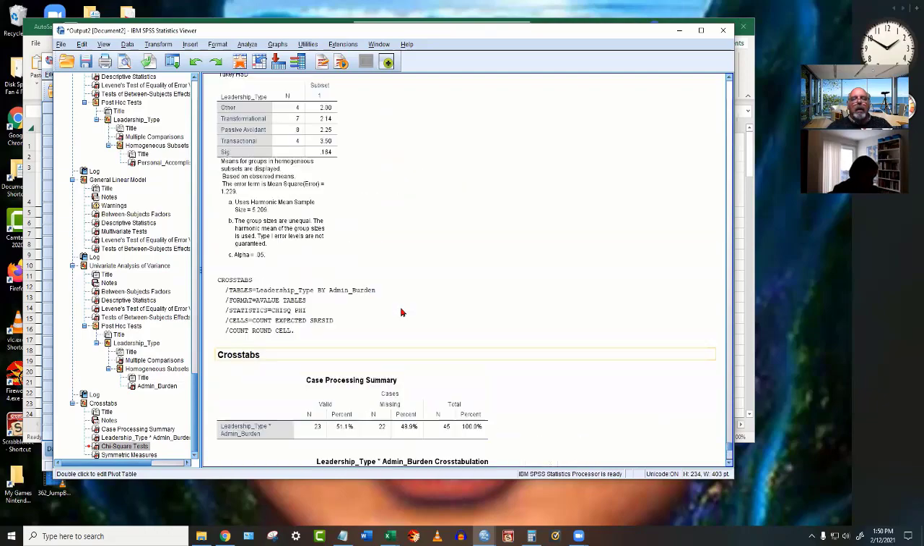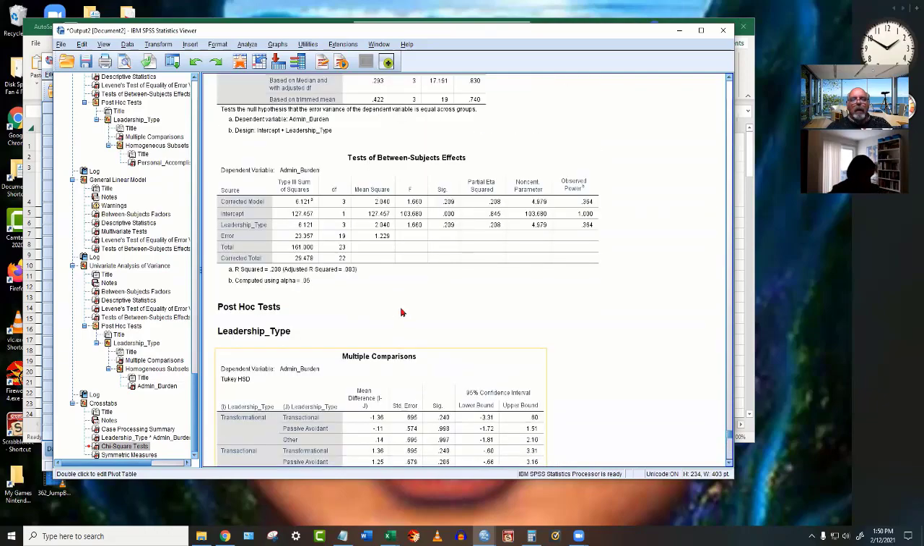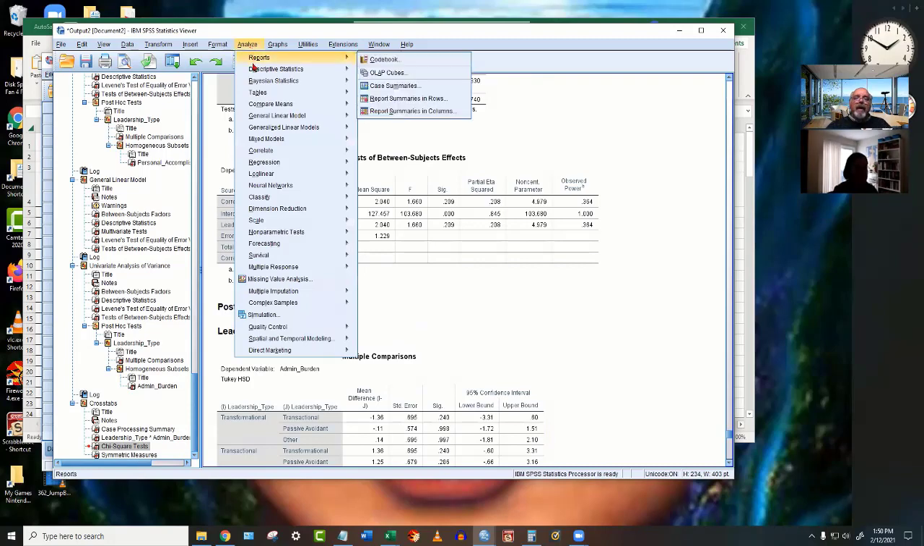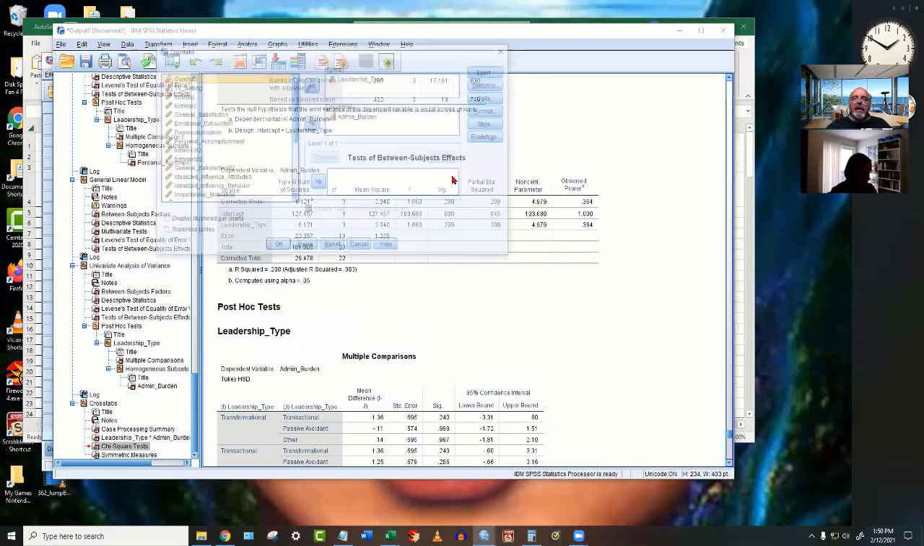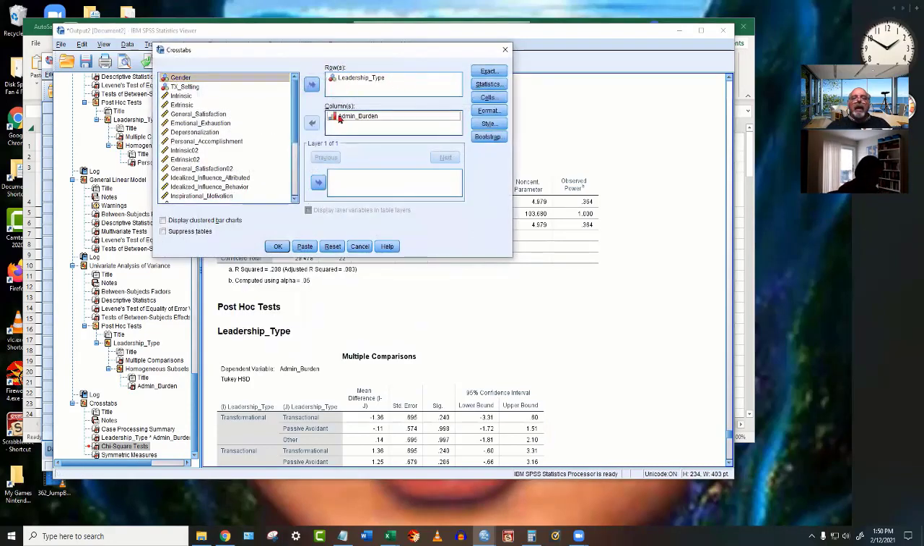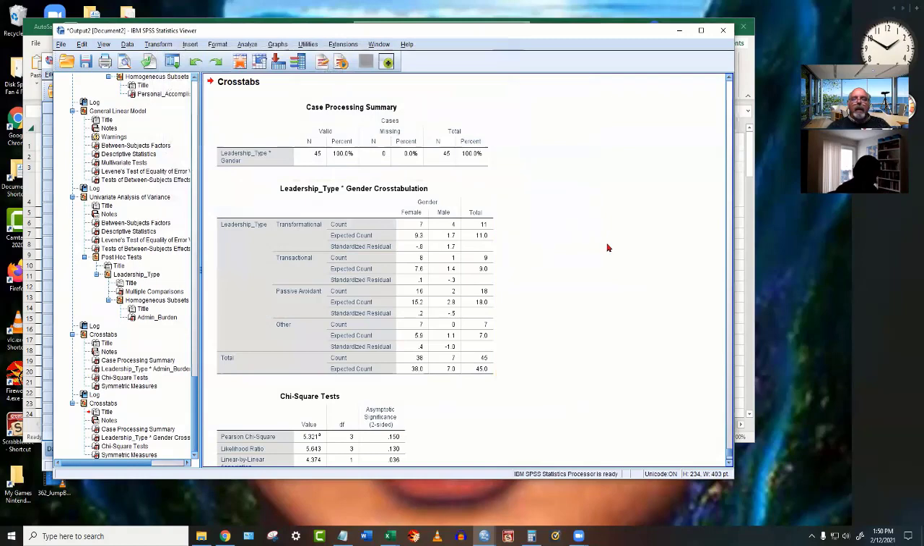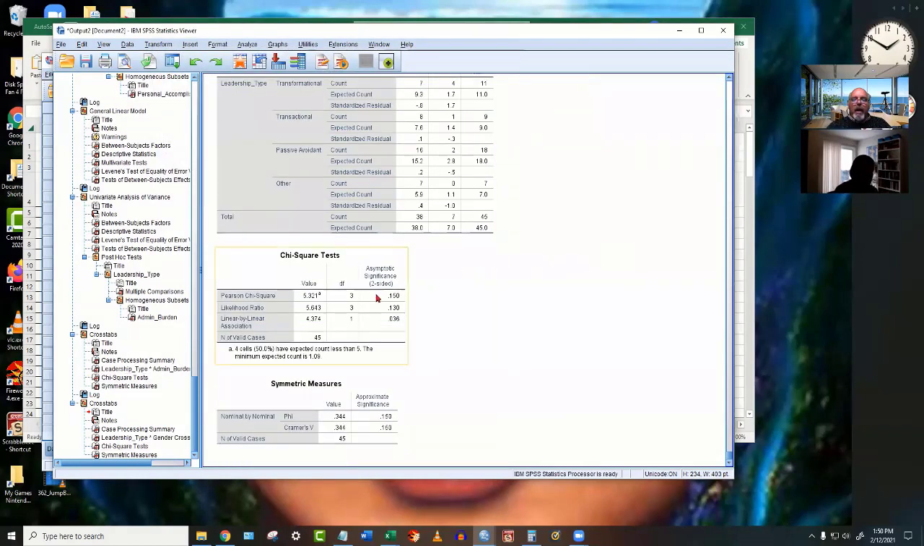All right, then next up is gender and leadership style. Okay, here we go. And again, when we compare two categorical variables, that makes it a chi-squared test. So we go down here, and unfortunately, there is no relationship between gender type and leadership type.